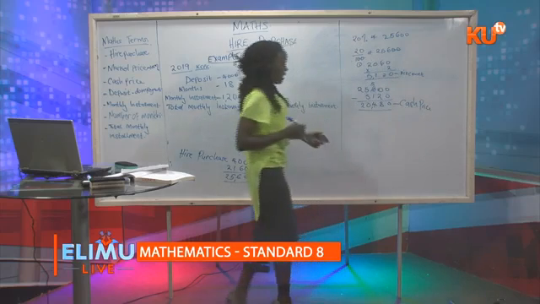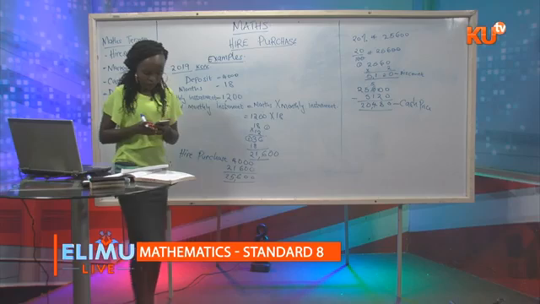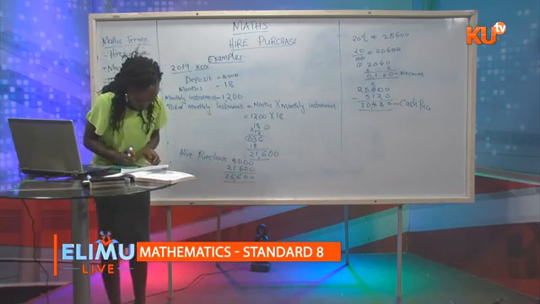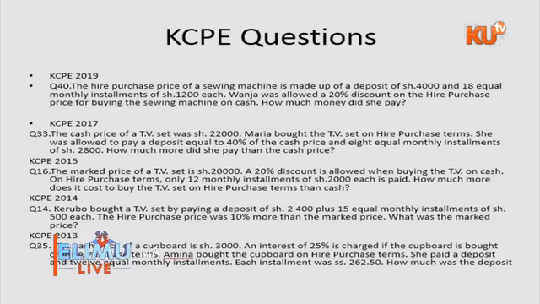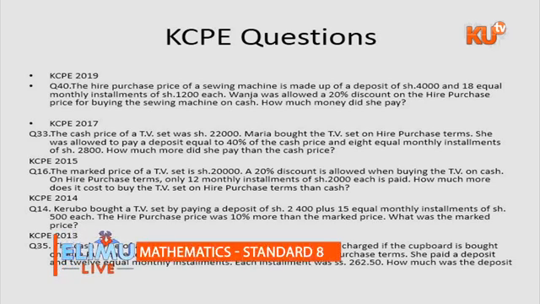After she was given that discount, we continue with the question. The question is, how much money did she pay? So this is what the question was asking about. How much did she pay? So she paid 20,480.